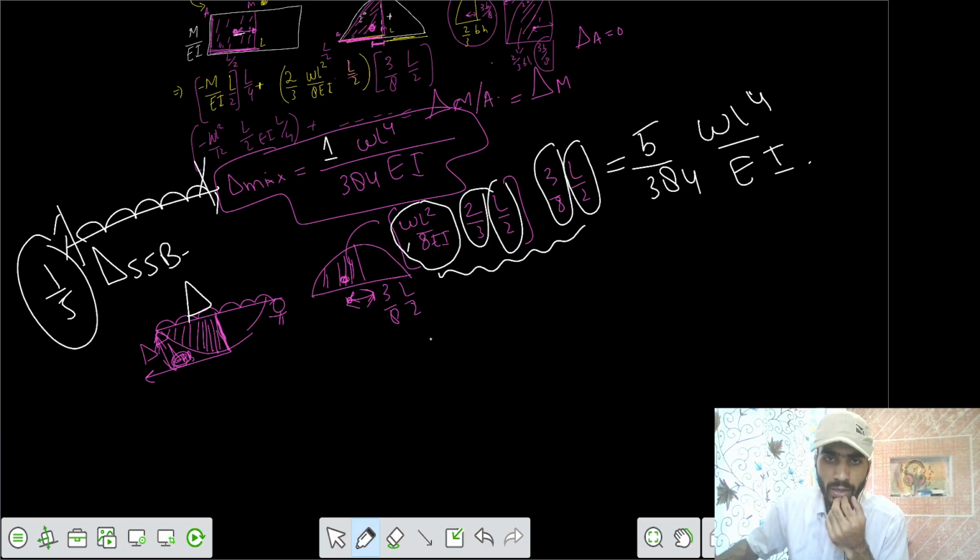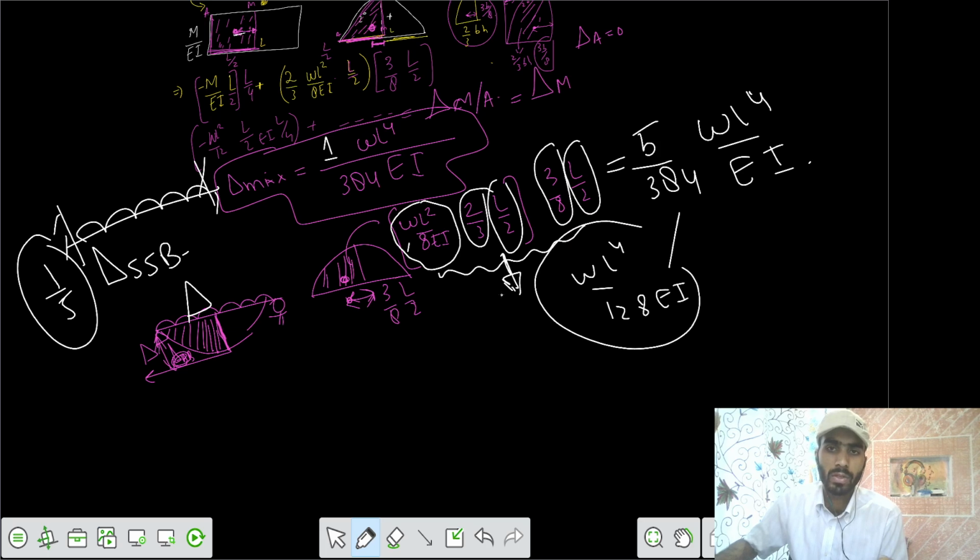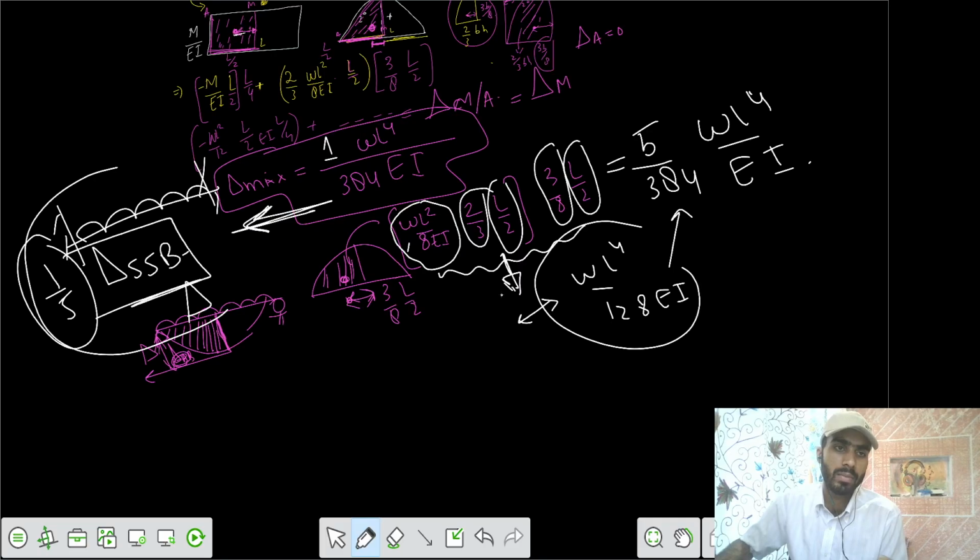Actually, there is some correction. We can see that later also. It's not coming out to be 5 by 384. 8 inverse, you can say 2 by 2 by 3 divided by 8 into 3 divided by 16. It's coming out to be WL to the power 4 by 128 EI, but it should be equal to this one. That is the later part. We can see it later. That's not our issue now. Our problem was that we got this delta max, but its value equals 1/5 of that delta simply supported beam.